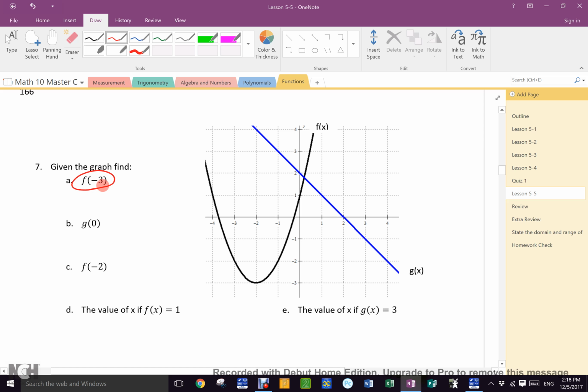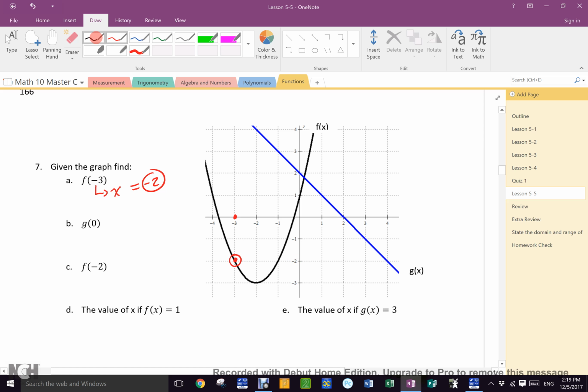That's an x value. So where would I find an x value of negative 3 on the curvy guy? Where is the x value negative 3? Right there. There's my input. How do I find my output? I go to the line where the line is. That is the point that has an input of negative 3. What is its output value? Negative 2. Does everybody see how it works?